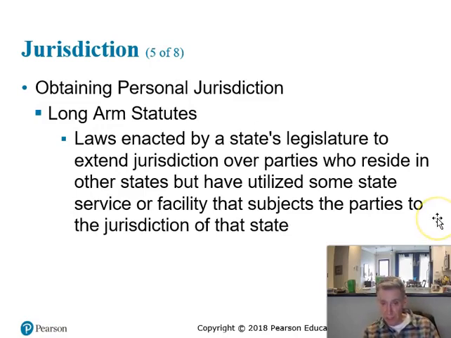Obtaining personal jurisdiction. So we have these things called long-arm statutes. These are laws enacted by a state legislature to extend jurisdiction over parties who reside in other states, but have utilized some state service or facility that subjects the parties to the jurisdiction of that state. Okay, a big one is, you're in business in Colorado. You don't ever go to Louisiana, but you sell somebody in Louisiana a product. Well, and then that product turns out to be defective. The long-arm statute would say, hey, even though you've never been to this state, we have in personam jurisdiction over you because you sold a defective product to somebody in the state.